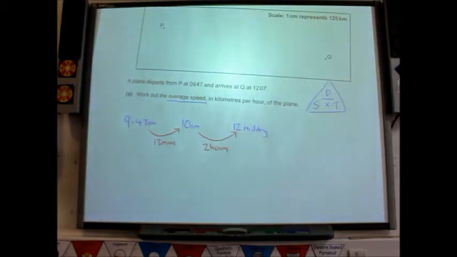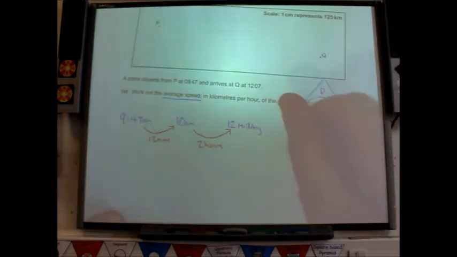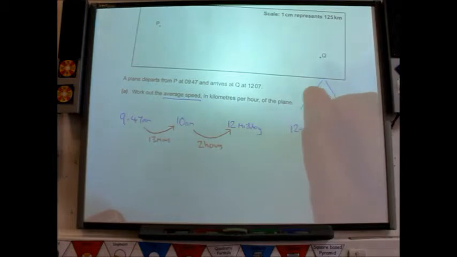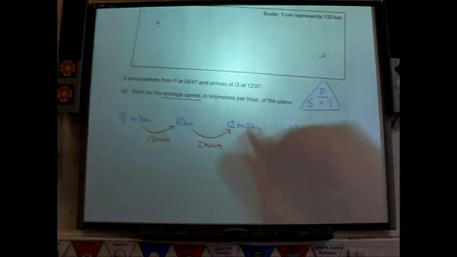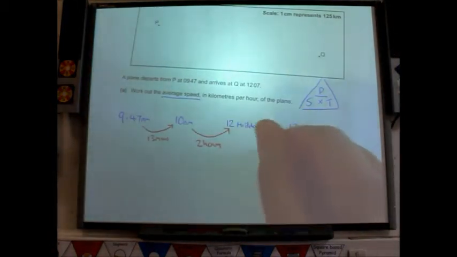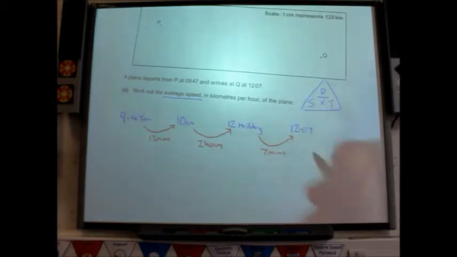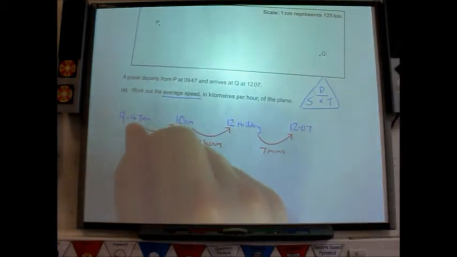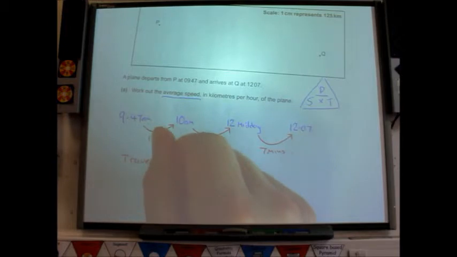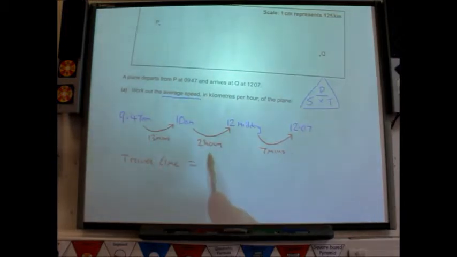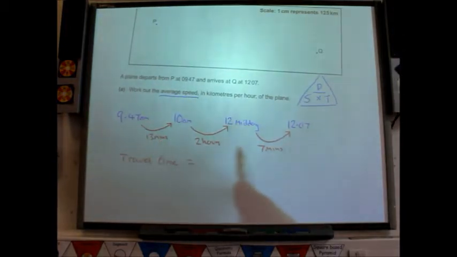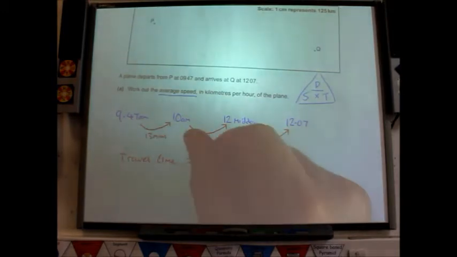I hope you can see my sort of method behind this. And the last one is 12:07, and obviously that is going up by 7 minutes. So the travel time is 2 hours and 13 add 7, 2 hours 20 minutes.